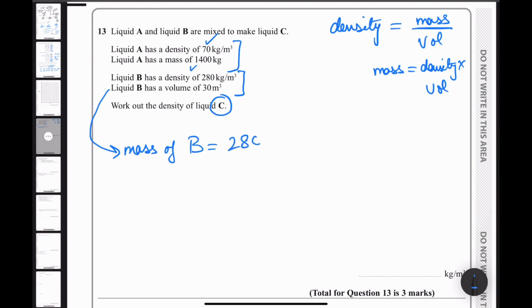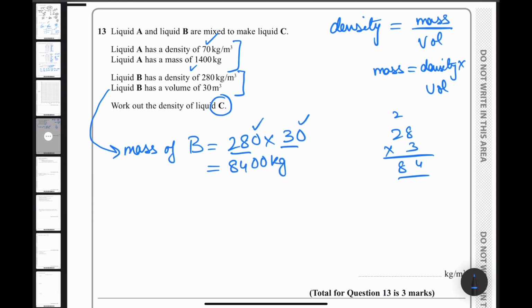The density is 280 and the volume is 30. So you'll multiply them and you'll get the mass. So 28 times 3. You'll just multiply 28 times 3. 3 times 8 is 24. 3 times 2 is 6. 6 plus 2 is 8. So it'll become 84. 84, this 0 and this 0 will become 8400 kilograms. That's how you multiply.